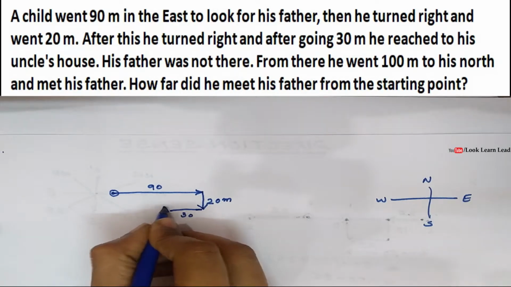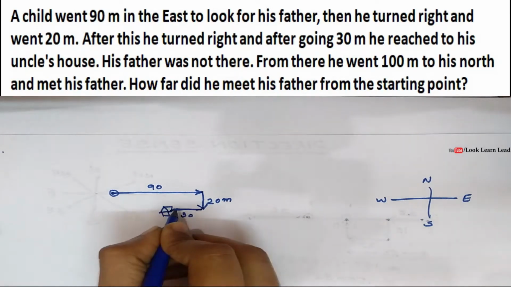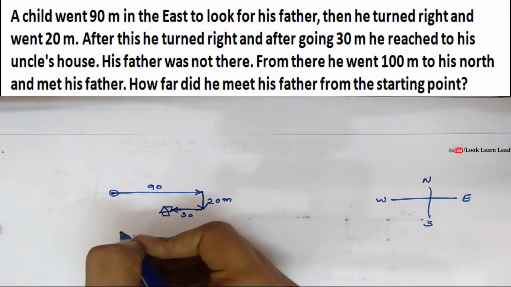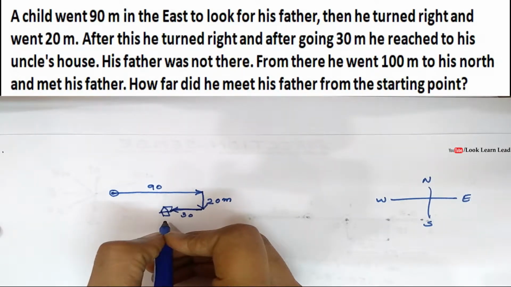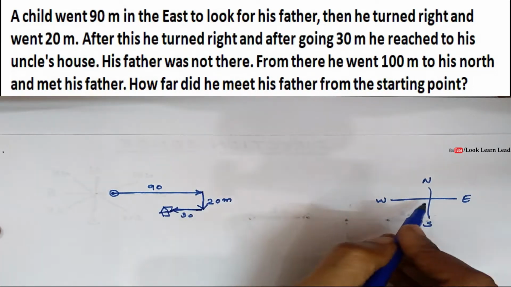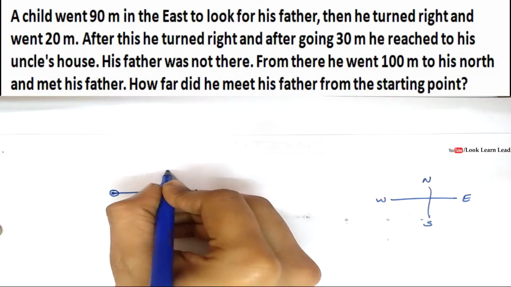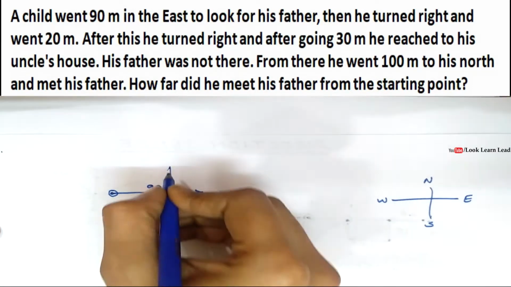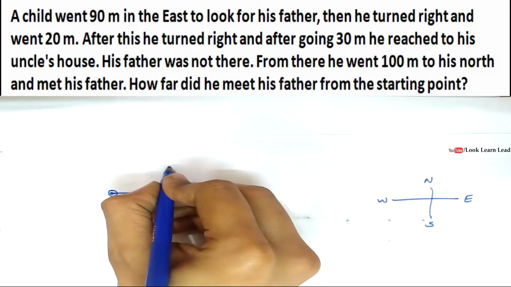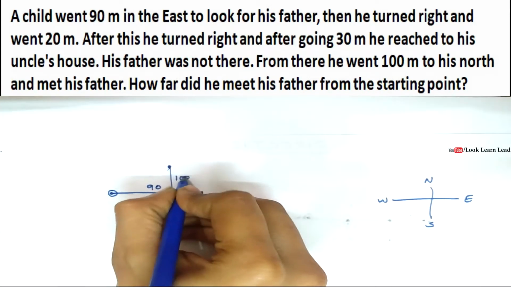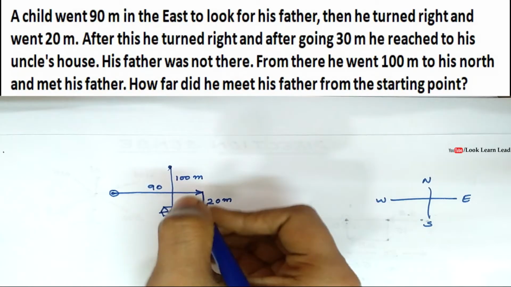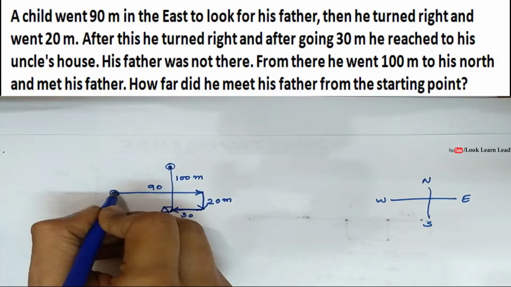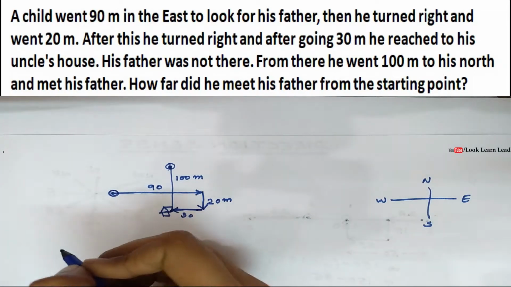Here he has his uncle's house, okay. His father was not there. From there he went 100 km north. The north is upward. From here he went 100 km north, okay, 100 meter north, and met his father. He met his father over here. He started over here. Okay, how far did he meet his father from the starting point?